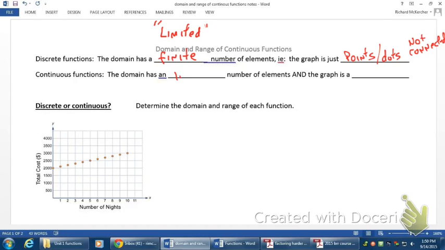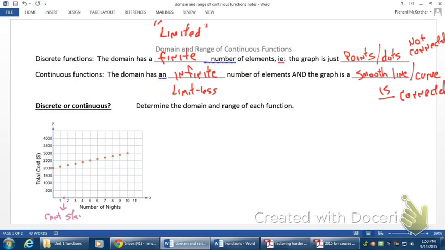On the other hand, if you have continuous functions, you have an infinite number, which means a limitless number of elements. What always ends up happening is you end up with a smooth line or a curve, okay? And they are connected together. So it's a big difference from some graphs that you've done in the past. I've got some examples of those down below. We're going to take a look at this one first.